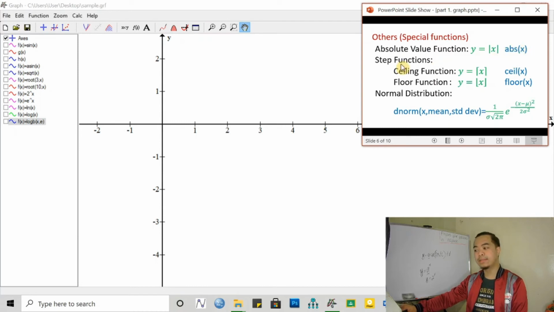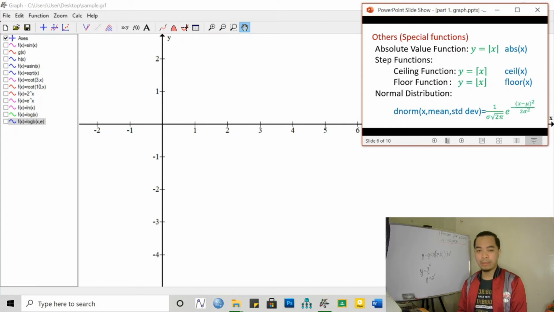So let's do that later. What else do we have here? We have the step functions. There are two step functions, the ceiling function and the floor function. What is the ceiling function? The ceiling function is otherwise called the least integer function, and it gives back the least integer that is greater than or equal to x. The greatest integer function, or the floor function, gives back the greatest integer that is less than or equal to the number x.